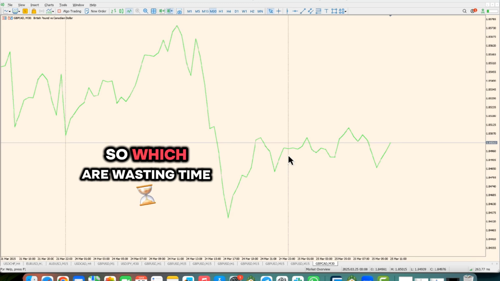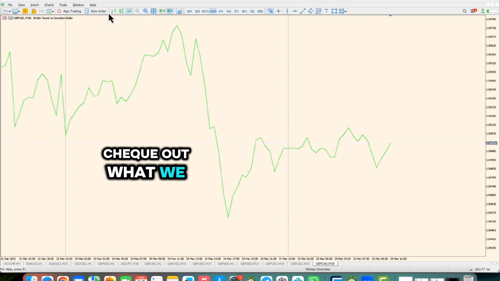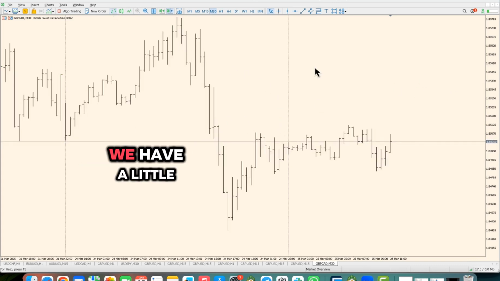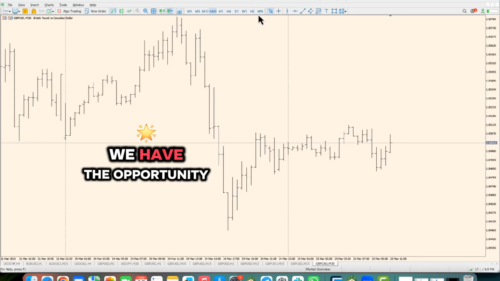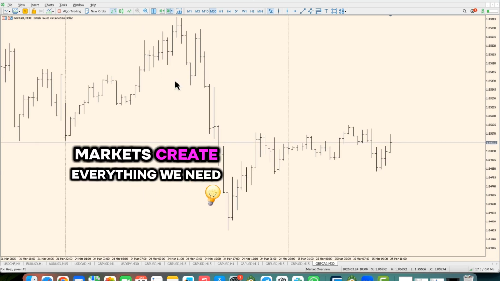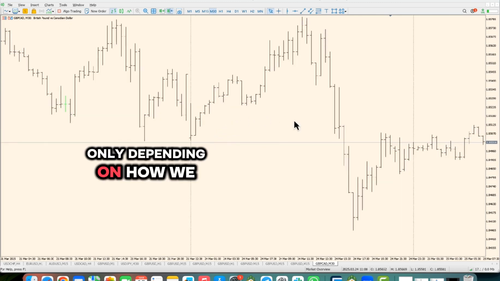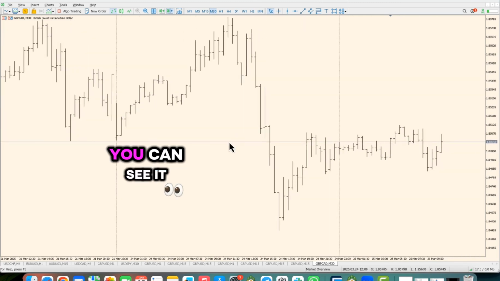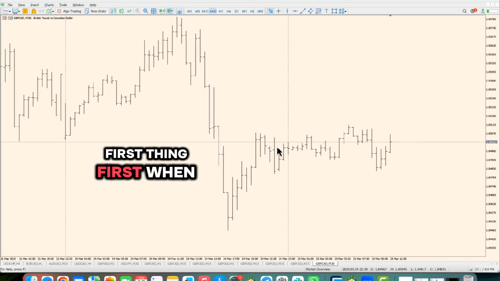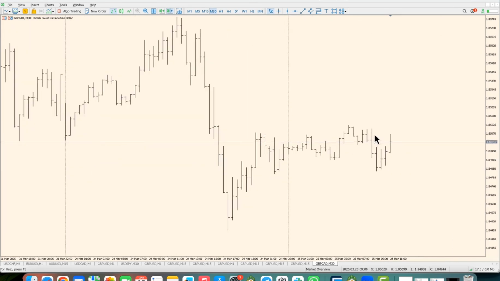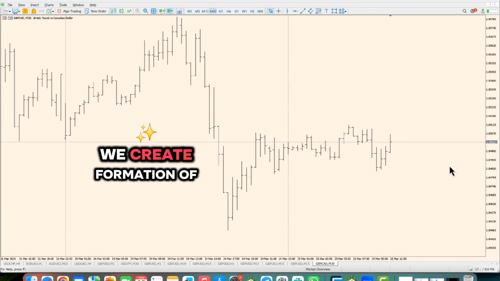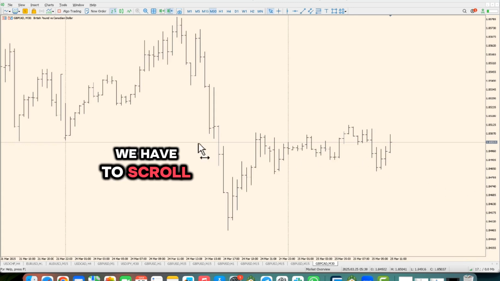So without wasting time, the next thing is to check out what we have on the bar chart. On the bar chart, we have a little bit more advanced information, because right here we have the opportunity to see that the market creates everything we need, depending on how we see it. So you need to train yourself on how you can see it as a newbie trader. First thing first, when the market is moving, you try to see that from the left to the right. Look at the market right now. The time we come, the market will create the formation of this bar chart to this level. We have to scroll to the left-hand side for us to see the next bar chart. So that means the formation starts from the left to the right.